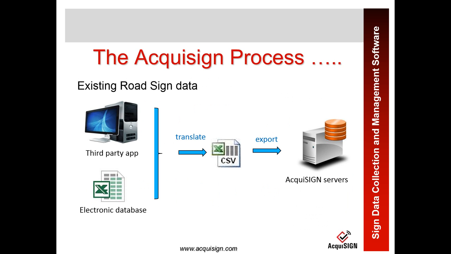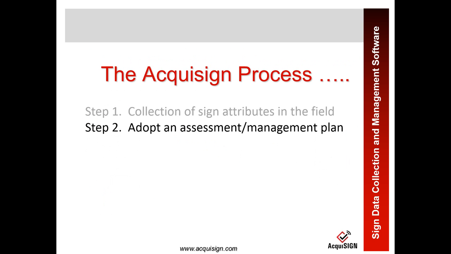Another option is for road data that has previously been collected and is already stored in some electronic format or database. AcquiSIGN can usually translate and import those files and images into the AcquiSIGN servers, saving customers time and data collection costs. The next step is to adopt and implement an assessment and management plan.